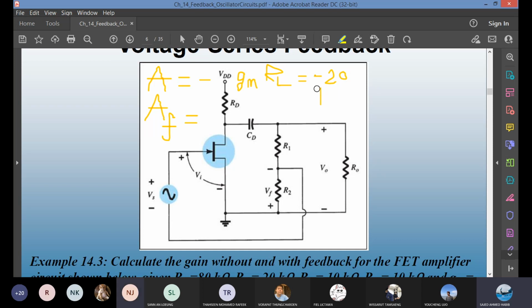I can write in the bracket, minus 19 above. How many percent error? 5% error. Just 5% difference. That is okay, acceptable.